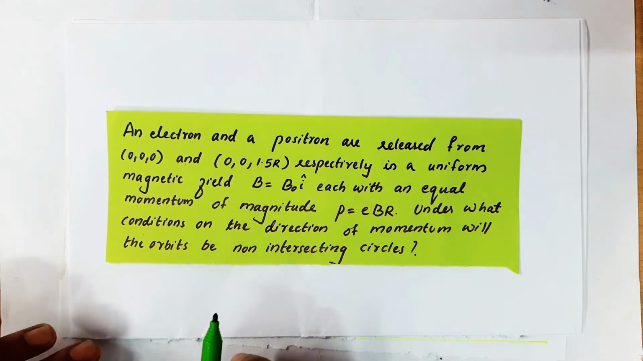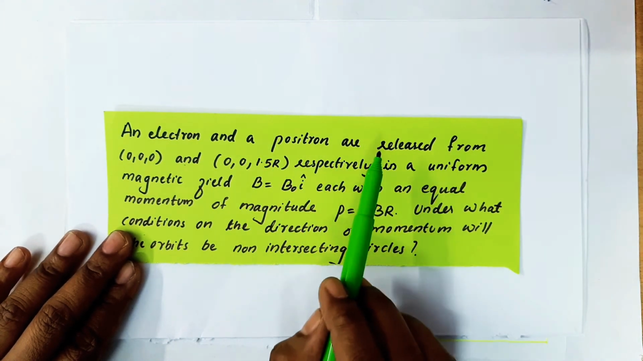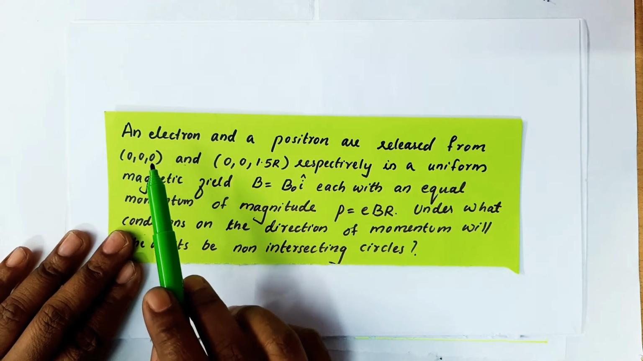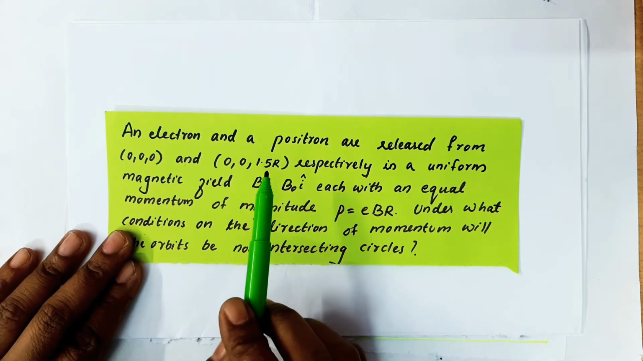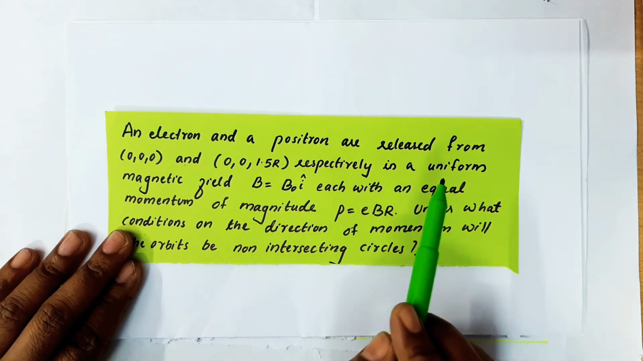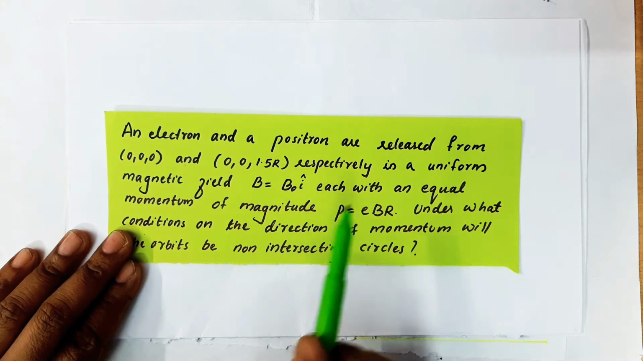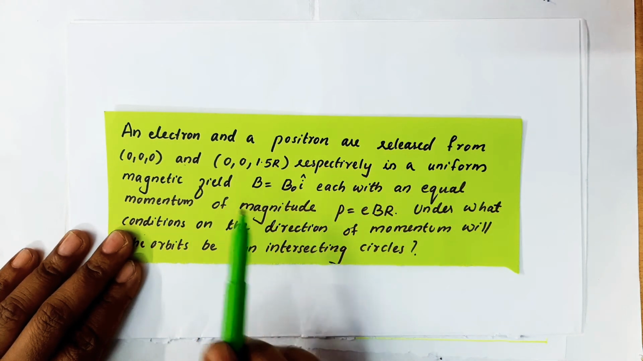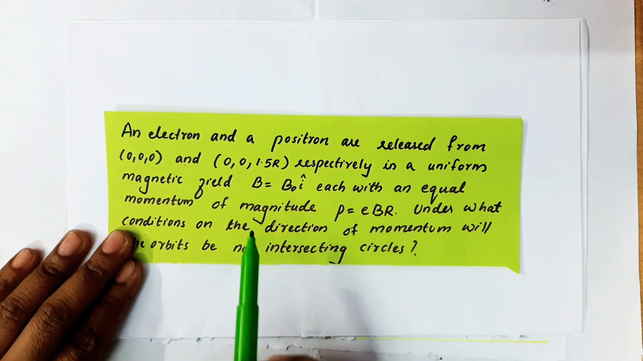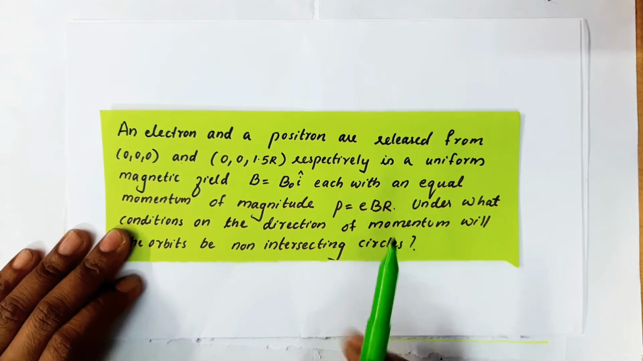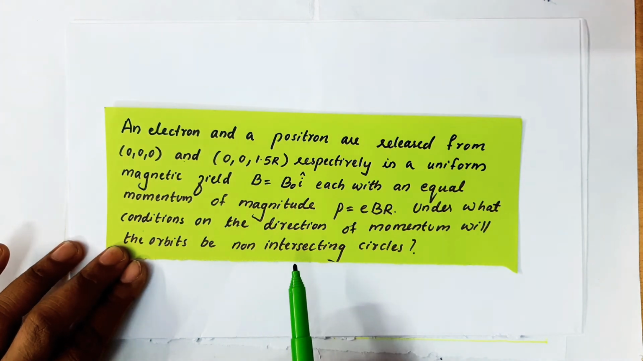I am going to discuss a few numericals of the NCERT exemplar of the chapter Moving Charges and Magnetism. See the question. An electron and a positron are released from (0,0,0) and (0,0,1.5R) respectively in a uniform magnetic field B equals B naught i, each with an equal momentum of magnitude P equals eBR. Under what condition on the direction of momentum will the orbits be non-intersecting circles?